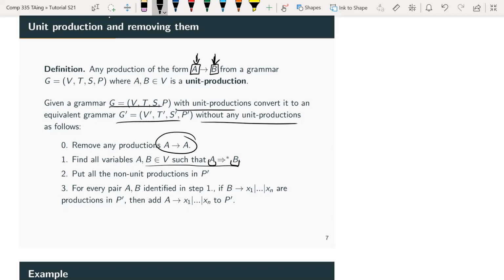The third step is you want to take, imagine you have your grammar G prime, it has some production rules which are not unit productions.